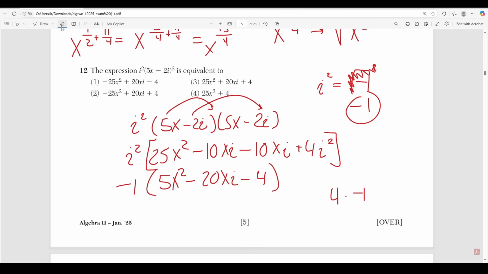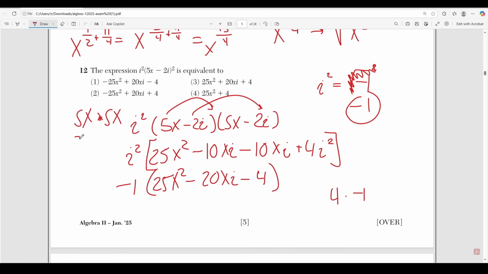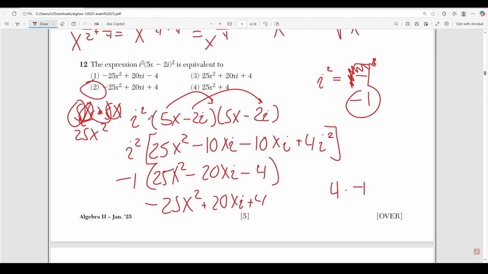Okay, so I corrected it down here, but I didn't bring it up for some reason. So here we go. Remember that 5x times 5x is equal to 25x squared. You have to multiply these two together to get 25, and then these two together to get x squared. And you're multiplying it by i squared, which is just negative 1. So negative 1 times 25x squared is negative 25x squared plus 20xi plus 4, which is going to line up with choice 2.